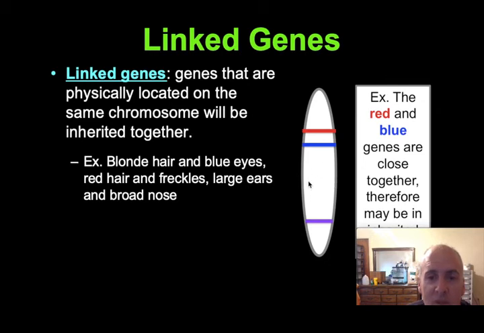So when crossing over occurs, you could separate these sets of genes, but for the red and the blue, it's very rare for them to be separated. They're usually right next to each other, and crossing over doesn't usually happen. It's not as likely to happen in between them.